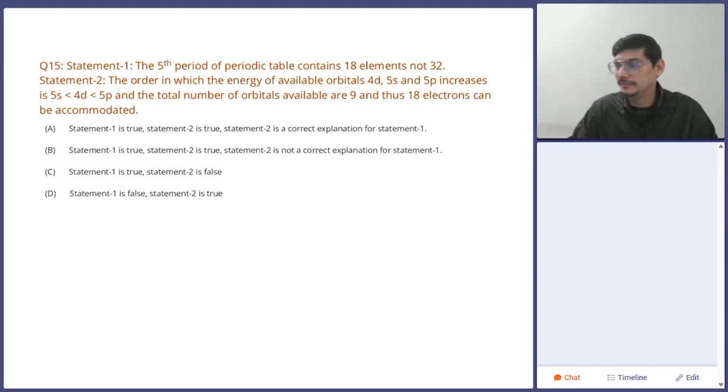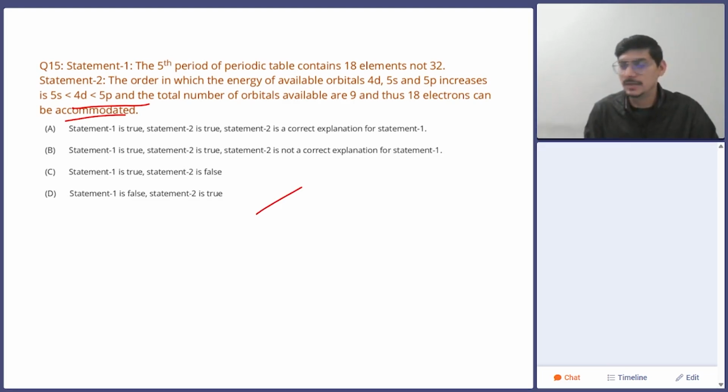Question number 15. The fifth period of the periodic table contains 18 elements, not 32. Well, this question should strike your mind within a moment, because who doesn't know the periodic table, right? In this modern periodic table, yes, the fifth period contains 18 elements. It contains 5s, 4d and 5p, and it is because of the increase in energies.